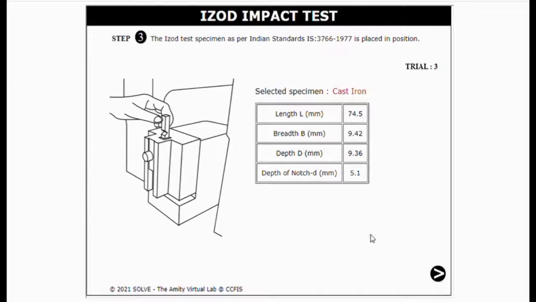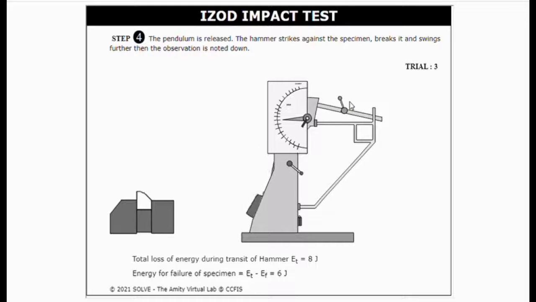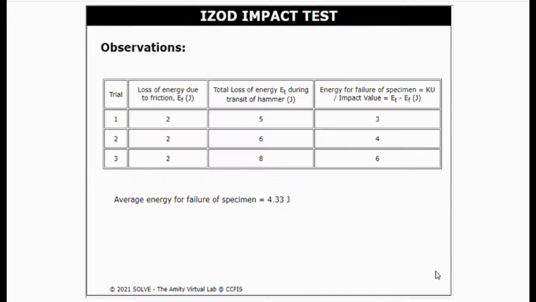For the third trial, we have to repeat the step 4. For the third trial, the total loss of energy during transit of hammer will be 8 joule and the energy for failure of specimen will be 6 joule. This will be the observation for the 3 trials by using the cast iron.